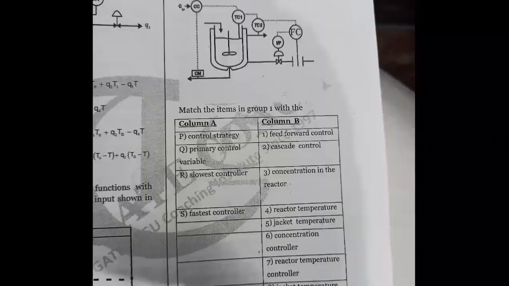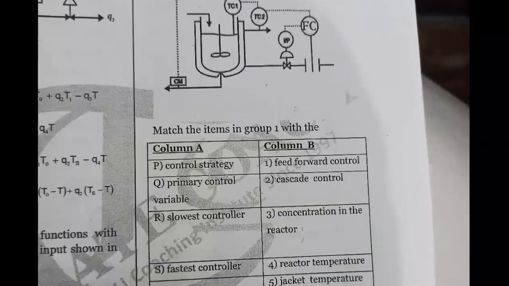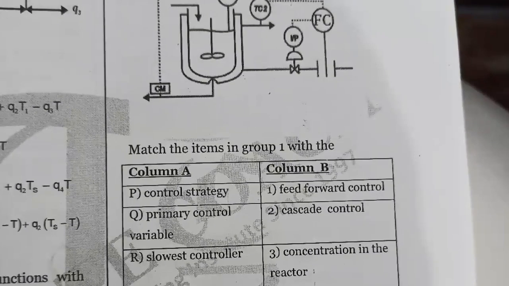I think this is a question in GATE, right? I hope you remember this. They have given a graph. So in this, you are having what? Total, you are having 4 controllers, right? CC is there, TC1 is there, TC2 is there, FC is there, right?